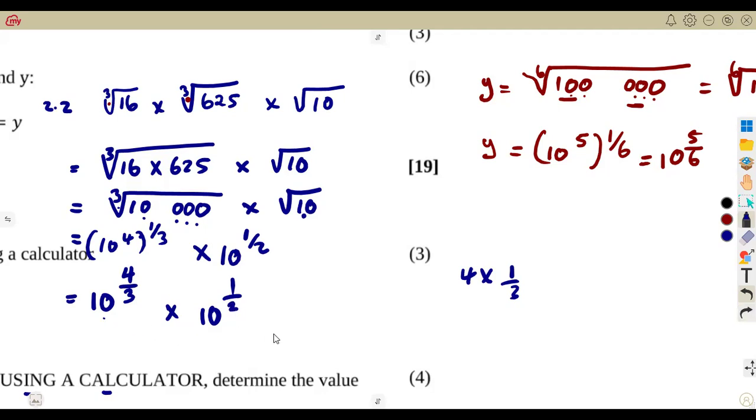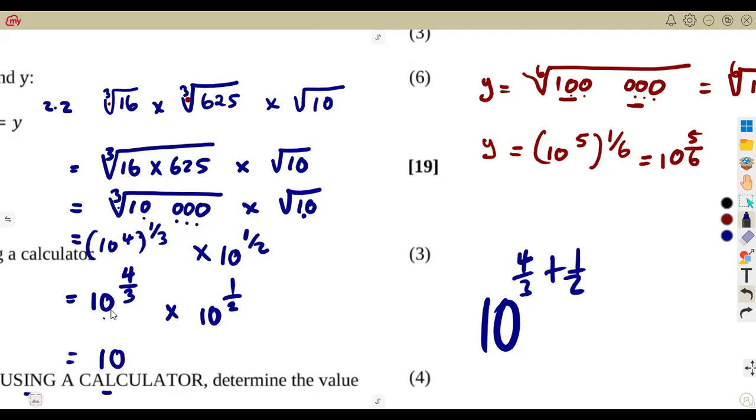So there's something that is happening here. The bases are the same. Remember, when you are multiplying the bases that are the same, you can add the exponents. So it's 10 to the exponent of what? 4 over 3 plus 1 over 2. This was going to give us 10 to the exponent of 11 over 6. So it was going to be 11 over 6. All right, we are almost there. We are very, very almost there.